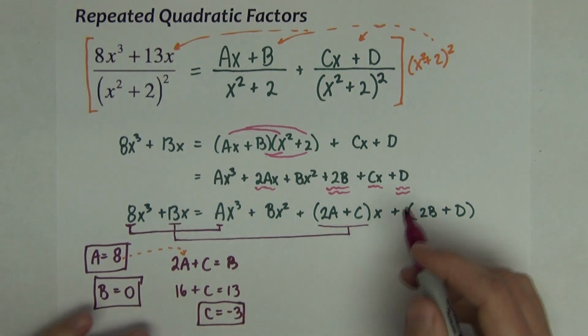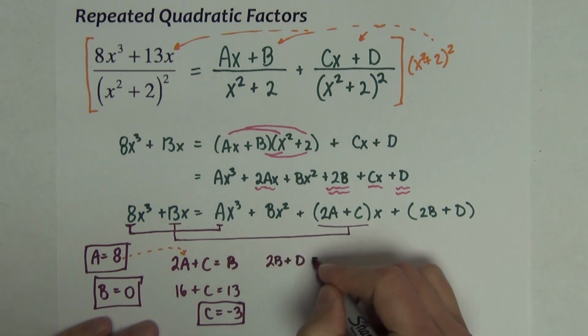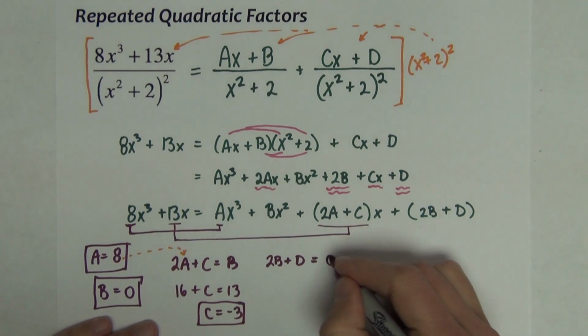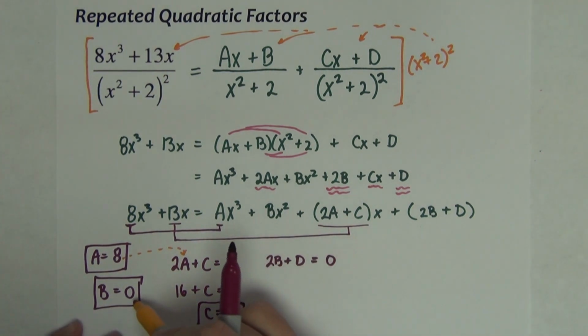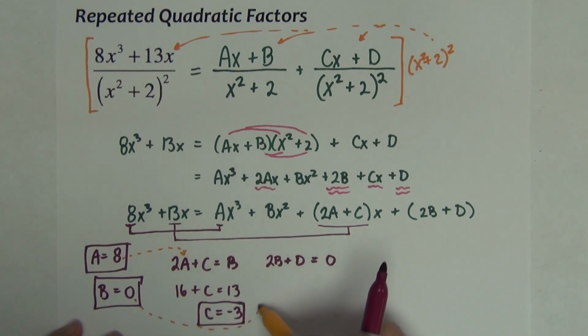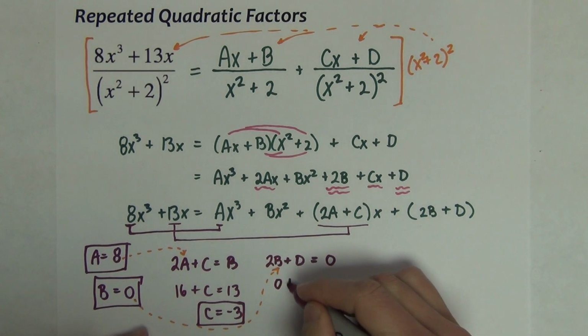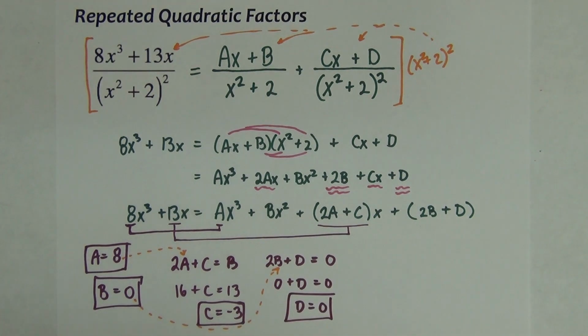And the final one is the constant. The constant 2b plus d is equal to the constant over here, and there is no constant over on this side, so equal to 0. If b is equal to 0, that means we have 0 plus d equals 0, so d is equal to 0. Okay, so we have all 4 constants solved for.